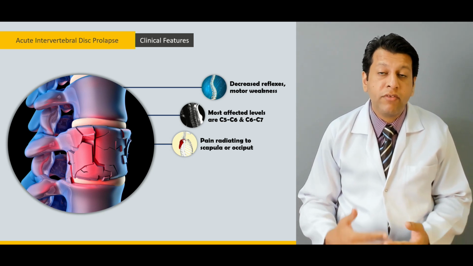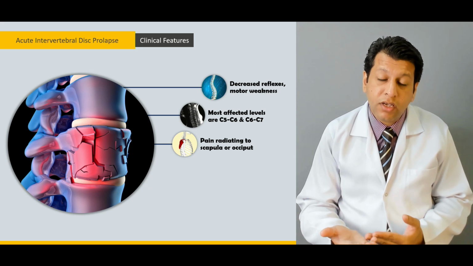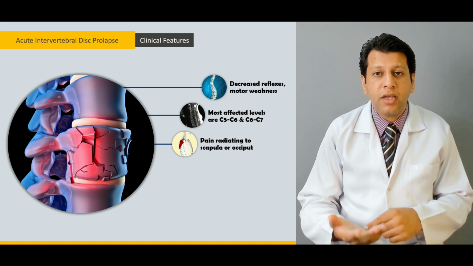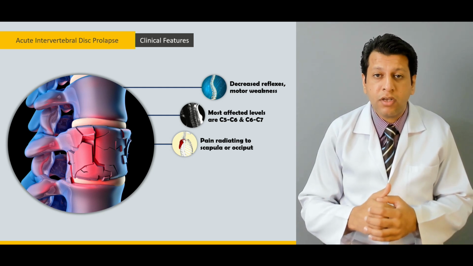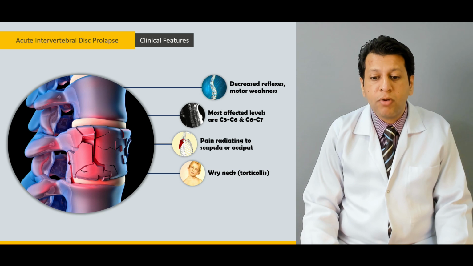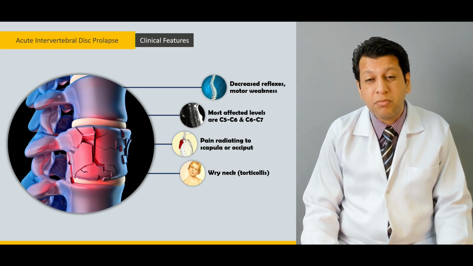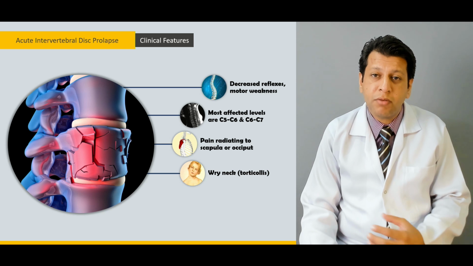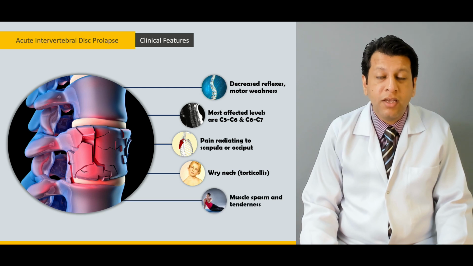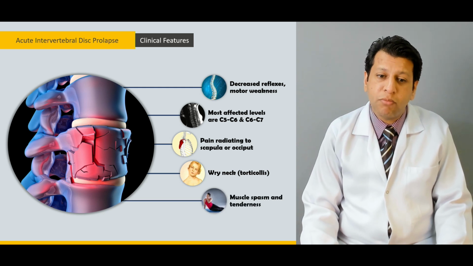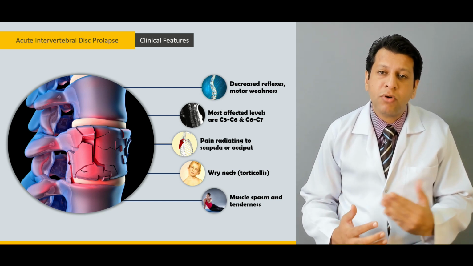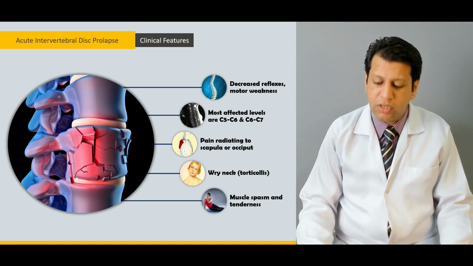And if it's C6-C7, the nerve affected would be C7, and that would affect mainly the area over the middle finger, and there may be associated decreased flexion and loss of triceps reflex. Now, there may be a problem with torticollis. If it occurs in children, this may present with painful neck movements, or even torticollis of the neck. Muscle spasm and tenderness is quite common, and mostly the symptoms of myofascial spasm overlap or overshadow the acute intervertebral disc prolapse.